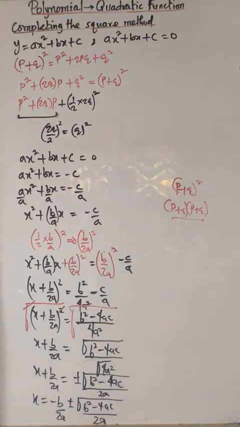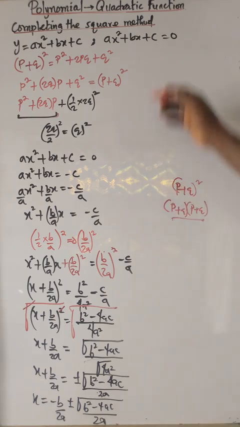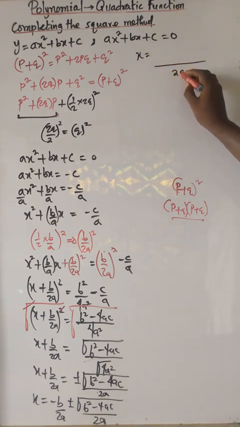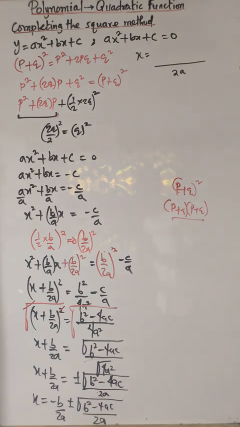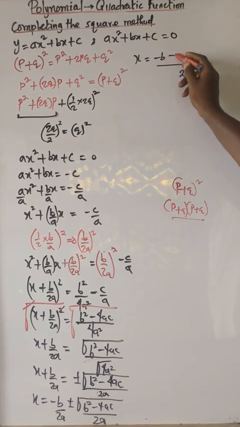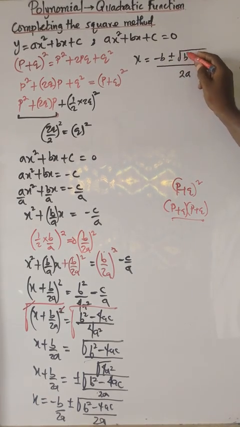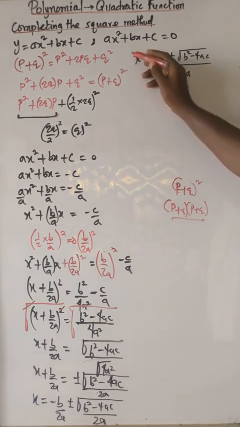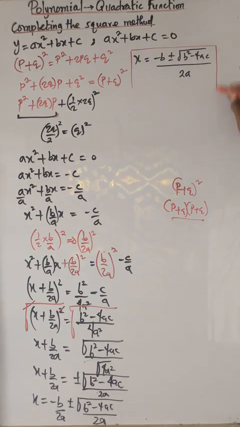Now we have two fractions there and they have the same denominator. So the LCM will be 2a. So I'll be having x equals, we have 2a as the denominator, then we'll be having the addition of the numerators, which is minus b plus or minus the square root of b squared minus 4ac. And this is what we call the general formula to solve any quadratic equation. So this general formula is gotten by using the completing the square method.